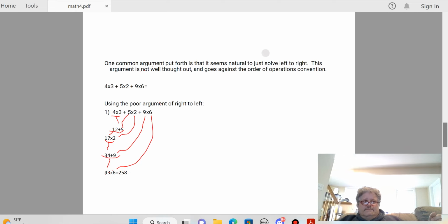You're going to go 4 times 3, right, which is 12. Then you would add the 5. 12 plus 5, that's 17. Then you have a times 2, so 17 times 2, that's 34. So then 34 plus 9 is 43. 43 times 6 is 258.